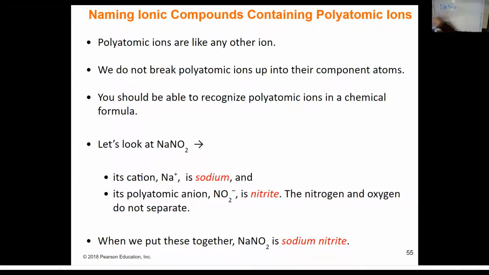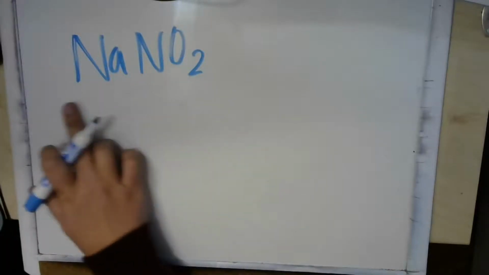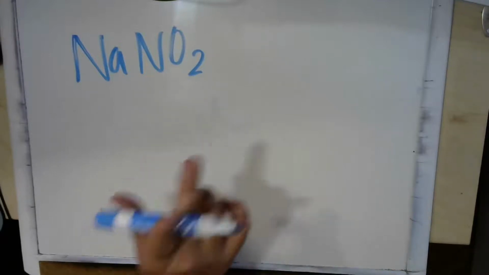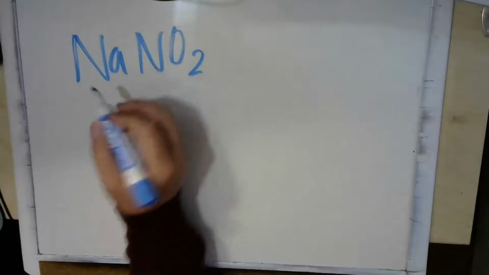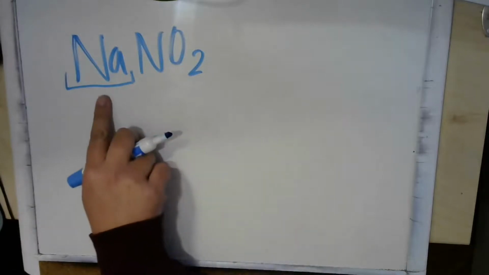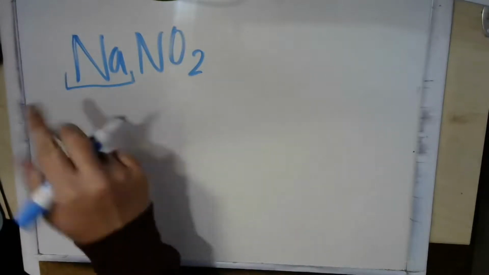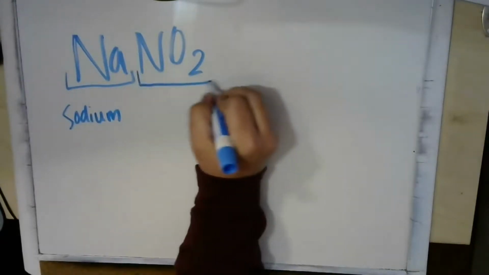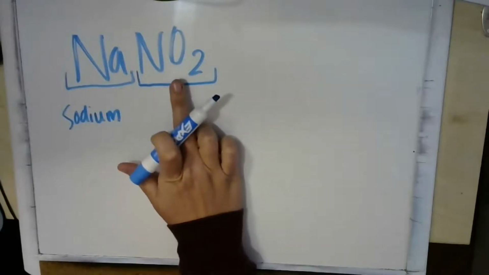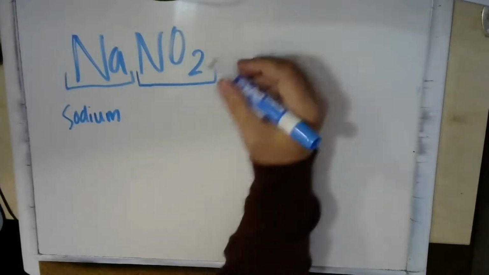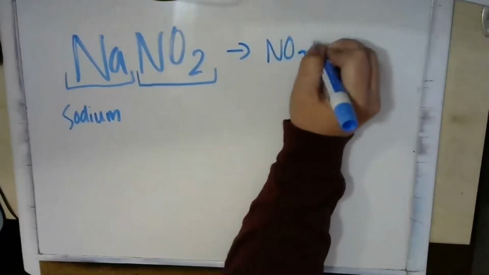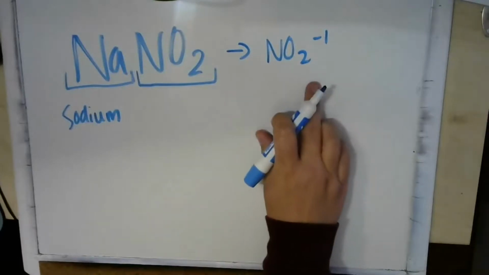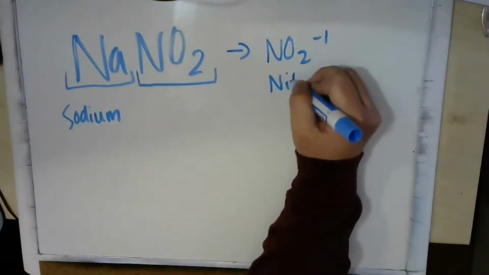I'm going to bring you back over to my whiteboard for a second. Okay, when you look at this compound, what you should be able to do is first of all recognize the metal component, and the metal component's always going to be at the beginning. Okay, and it's always going to be one type of element. So here we have our sodium. Okay, so we know that the rest of this must be sticking together. Okay, and it turns out that NO2 minus 1 is a polyatomic ion, and it's called the nitrite ion.